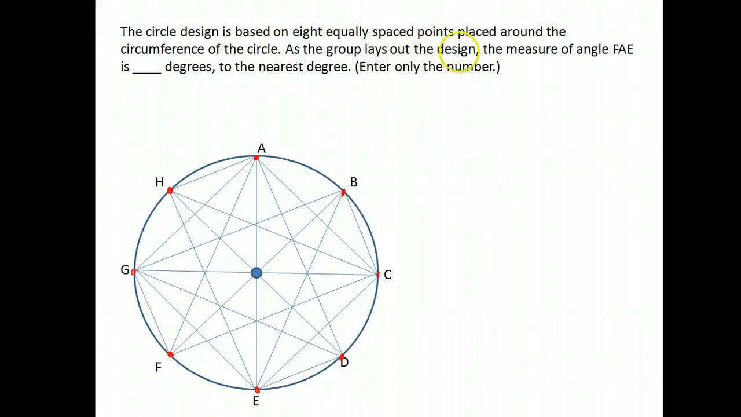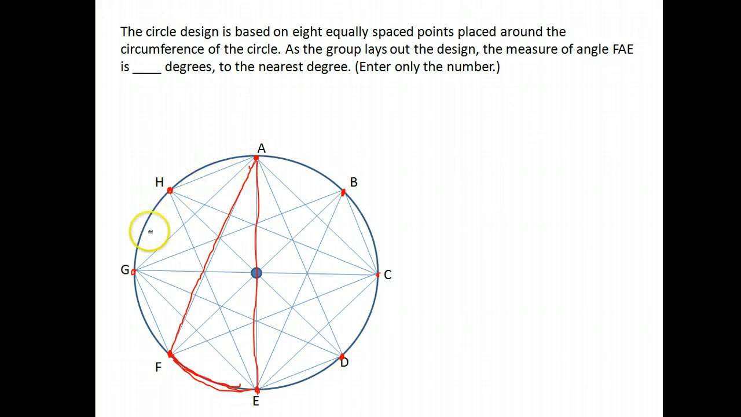Okay, as the group lays out the design, the measure of angle FAE is how many degrees? So let's take a look. Where is FAE? Well, it starts at F, goes up to the point A. It's important to trace these out so that you have an idea of what you're working with. Okay, so angle FAE. One thing we can do is use the properties for arcs and angles we've learned. Notice with that angle, I create an arc right here. If I knew the measure of the arc, it would help me find the measure of that angle.